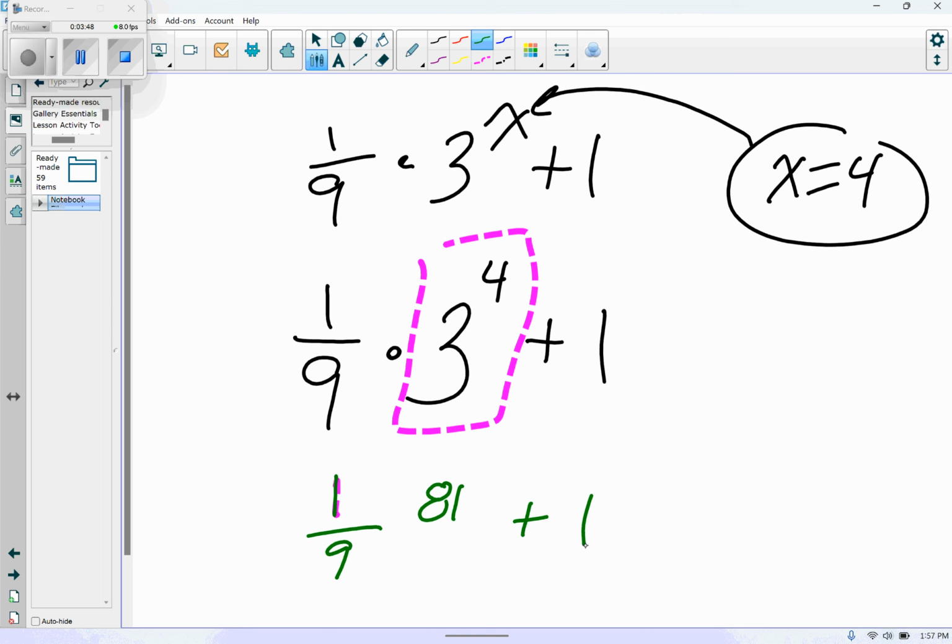So 3 times 4, wouldn't that be 12? Oh, you are so correct. But I am raising 3 to the fourth power, which means, so I'm going to put a little side note over here. 3 with an exponent of 4 is going to be, I'm going to multiply 3 times itself like that. That's what it comes out to.